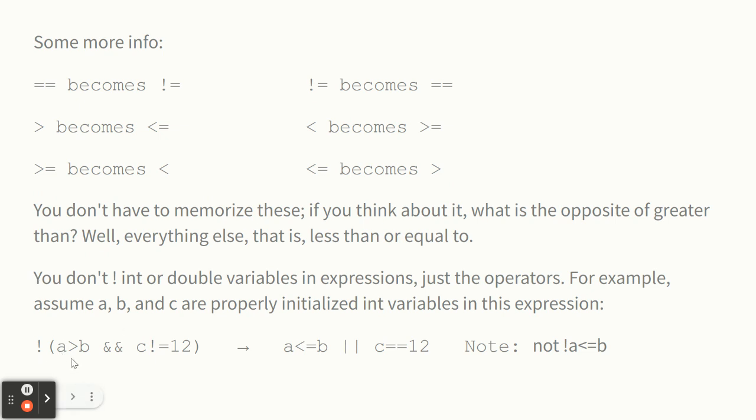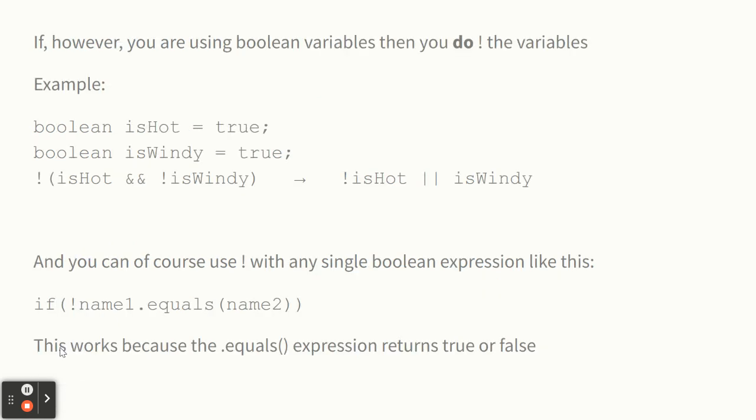So look right here. Not (A greater than B), that's A less than or equal to B. Opposite of and is an or, and opposite of C is not equal to 12 is C is equal to 12. And you don't write this, you don't write exclamation A less than or equal to B. When you have a greater than, you have to go to the less than or equal to. However, if you have Boolean variables that are just holding true and false, then you can just put the not in front of the variable.